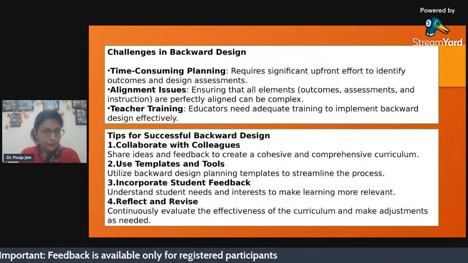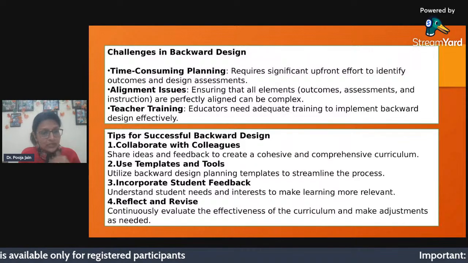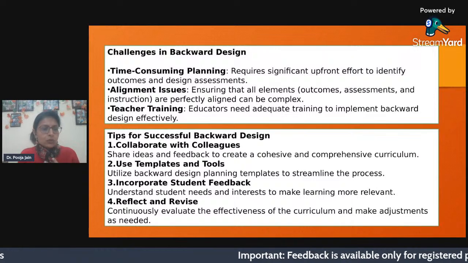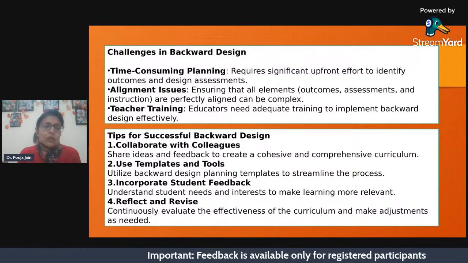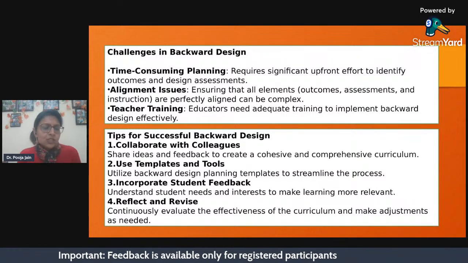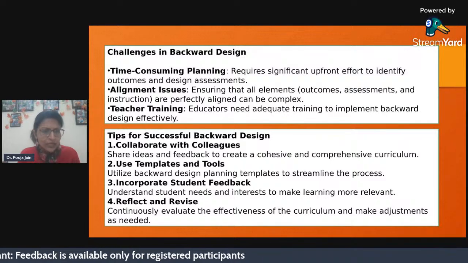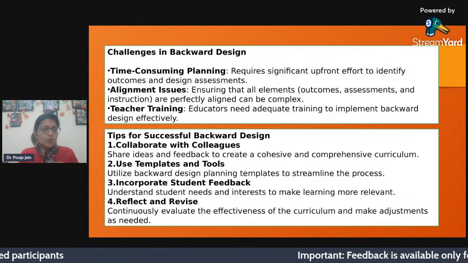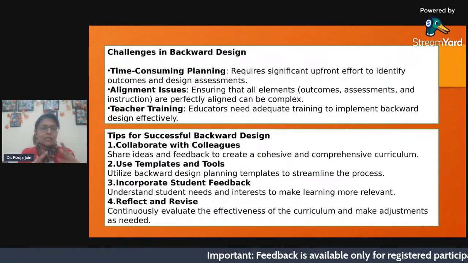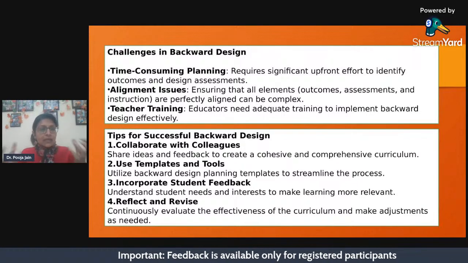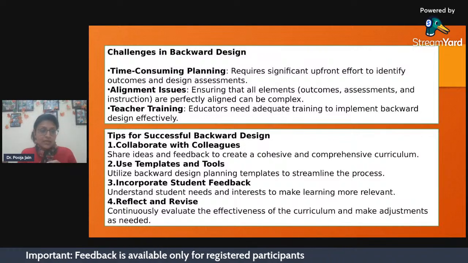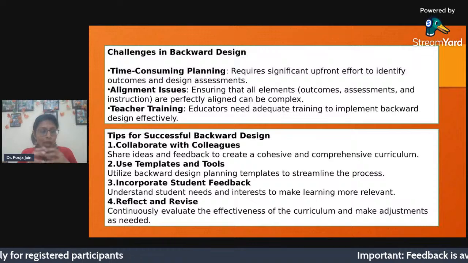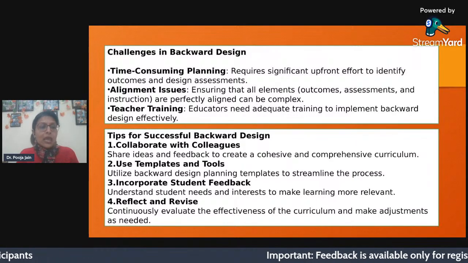Collaborate with colleagues. Very, very important. Use templates and tools. There's so much resource available for us also. Why not make use of that? Why not use technology to our advantage to become better teachers and better facilitators and more resourceful in nature? We need to incorporate student feedback. So very often, time and again, keep taking feedback from students and understand their need, their interest, their inclination, and reflect, tweak, and then bring about those changes and reflect and revise.